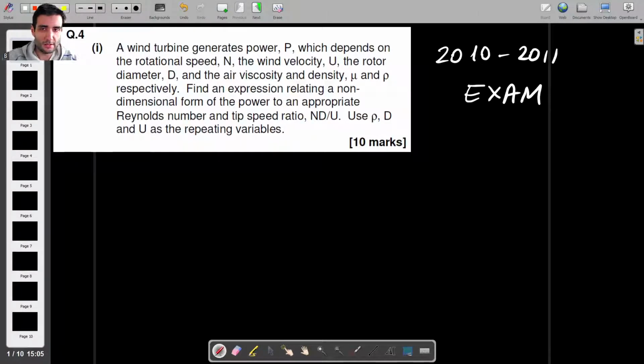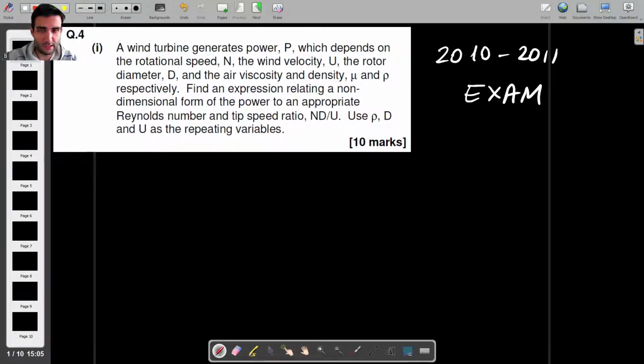Here's a dimensional analysis question which actually came up in my fluid mechanics exam. That was the first year fluid mechanics module that I had as an aerospace engineering student. And this is what the question reads.